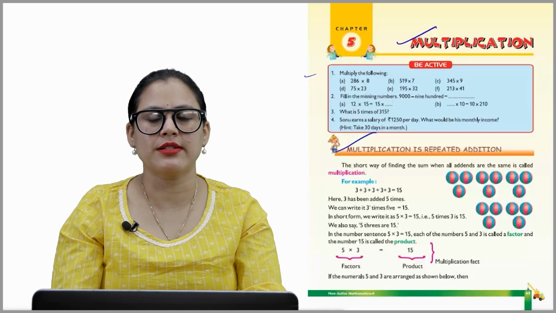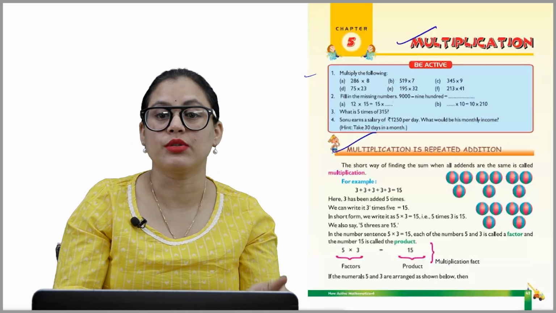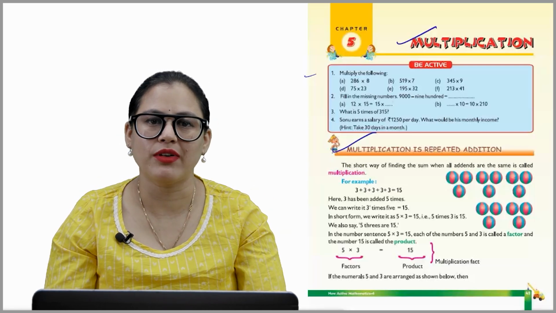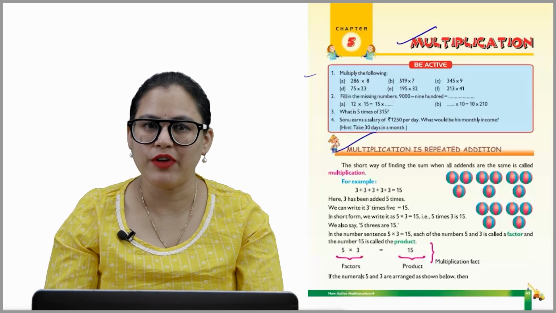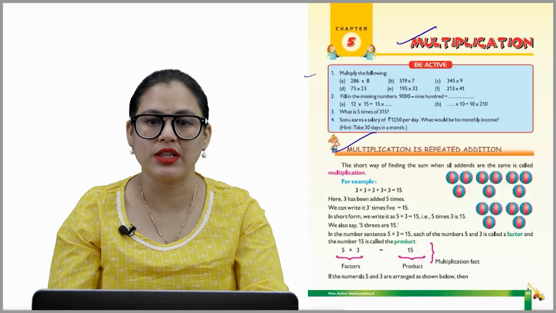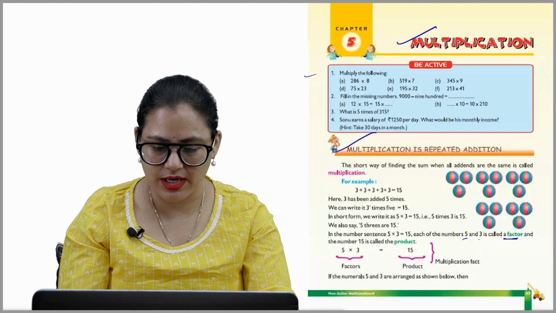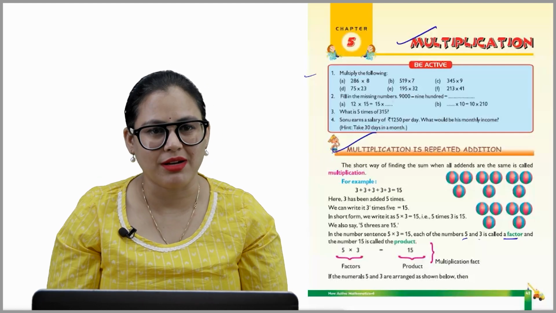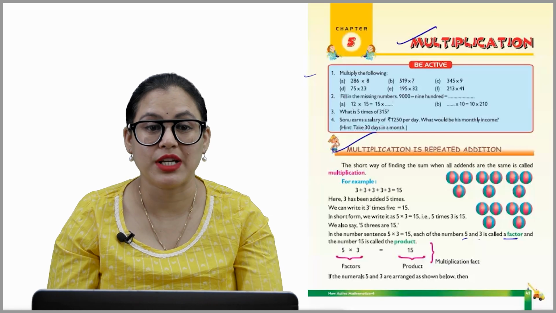In short form, we write it as 5 into 3 is equal to 15. That is 5 times 3 is 15. We also say 5 3s are 15. In the number sentence 5 into 3 is equal to 15, each of the numbers 5 and 3 is called a factor and the number 15 is called the product. 5 into 3, and the answer is the product. This is a multiplication fact.